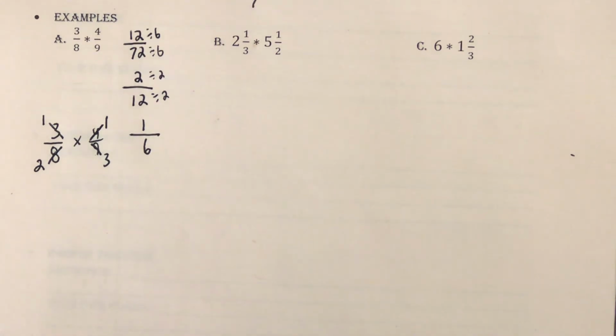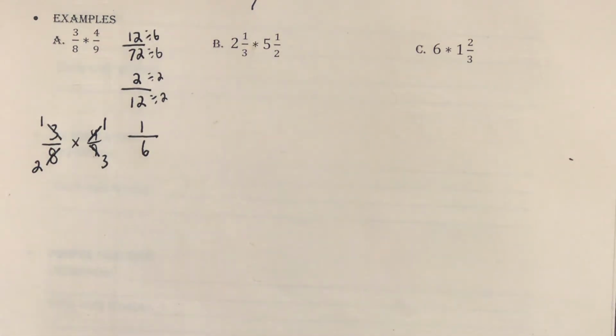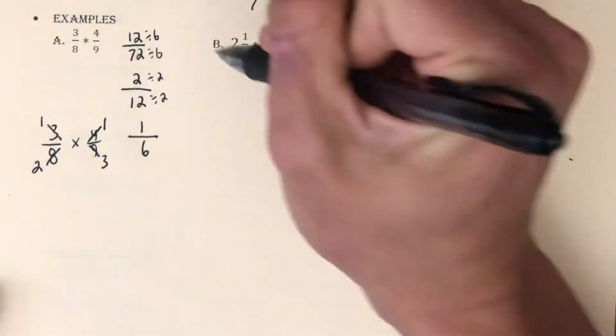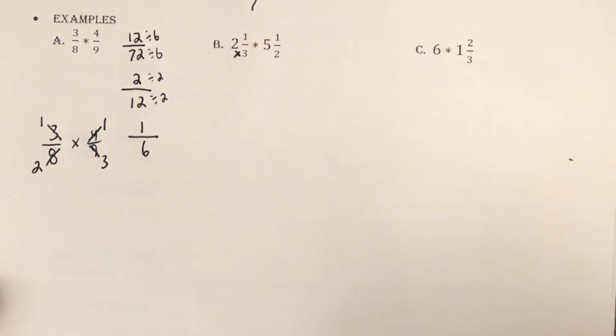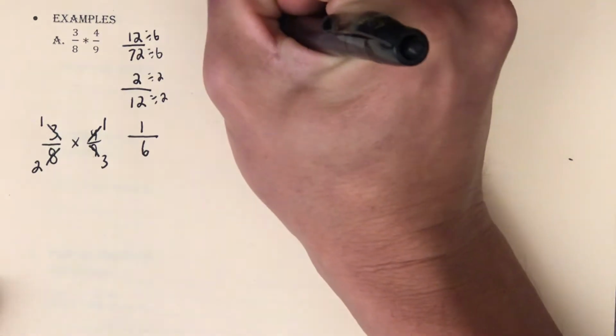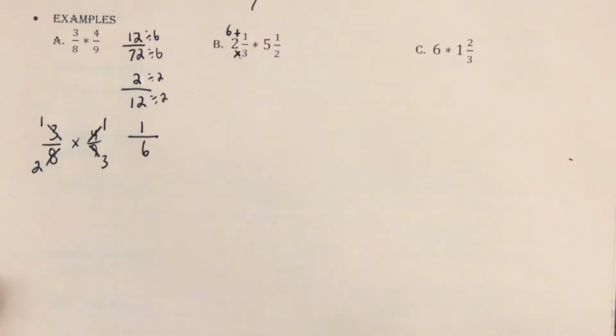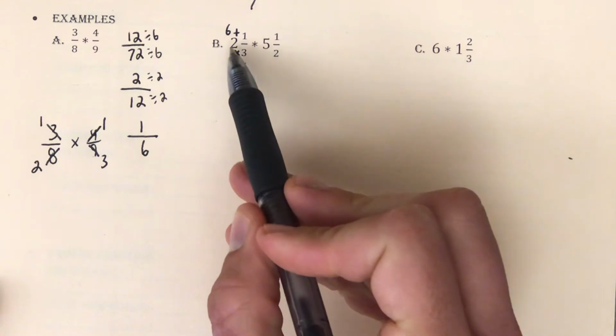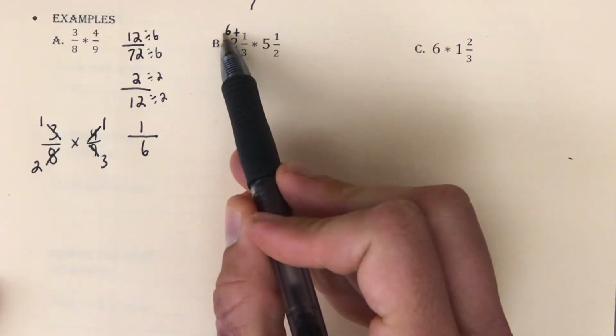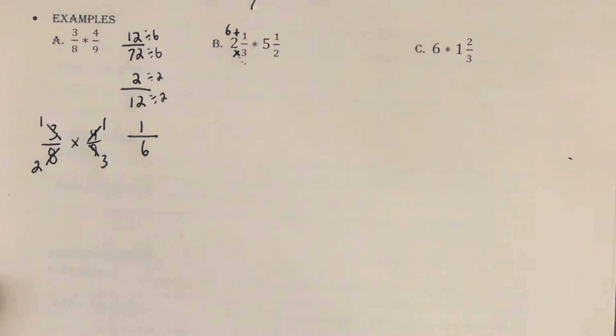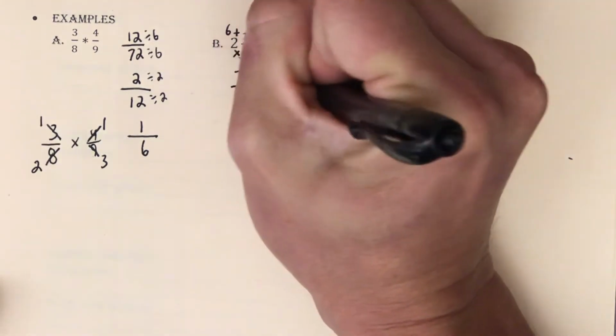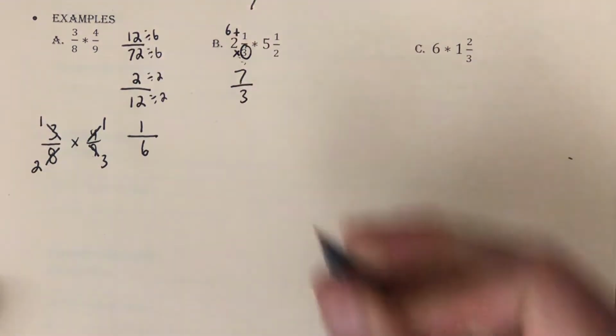All right, so let's take a look at example B. Example B, I notice right off the bat I'm multiplying fractions, but they are mixed numbers. So my first thing I need to do is change them into improper fractions. First thing I'm going to do, multiply the denominator times the whole number. 3 times 2 is 6, and then add that to the numerator. 6 plus 1 is 7, and then the denominator stays the same. So I've got 7 over 3.